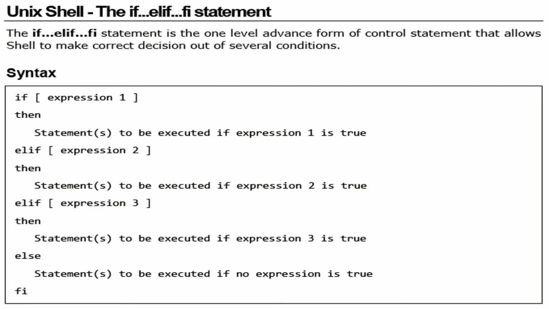In Unix shell programming, if, then, check the condition. If the statement is not matched, then elif, which is nothing but one more if condition you have to put for verifying the second condition. Like that, you want to check one after another in different levels of decisions, or control statements that allow the shell to make the correct decision out of several conditions.